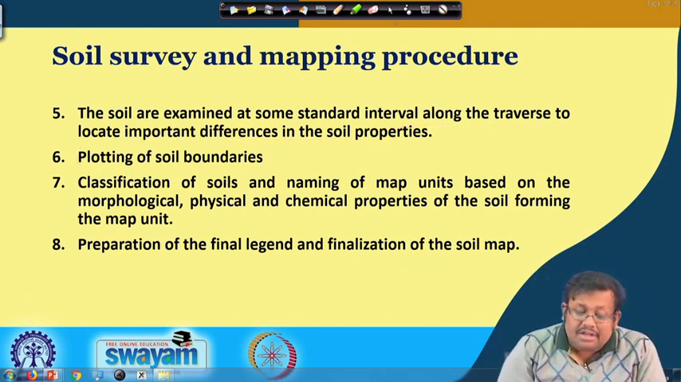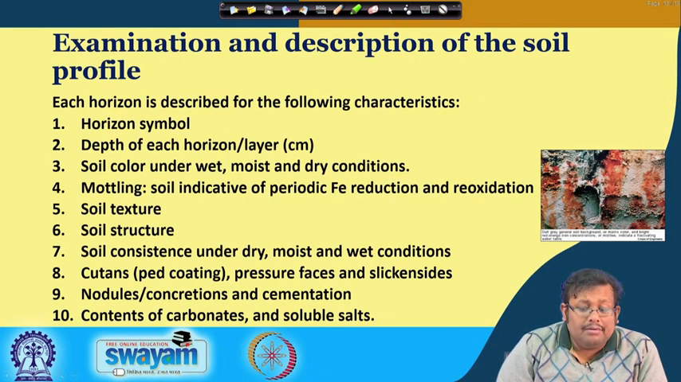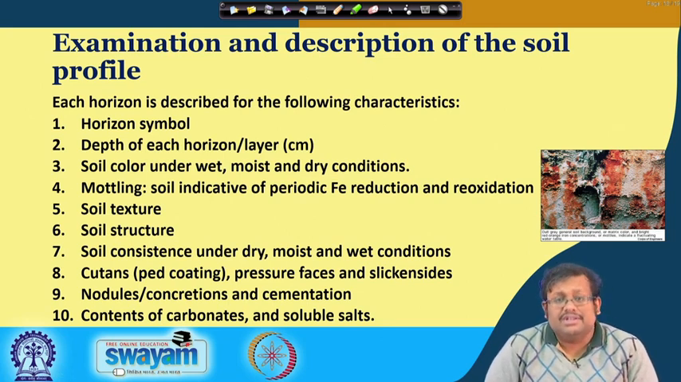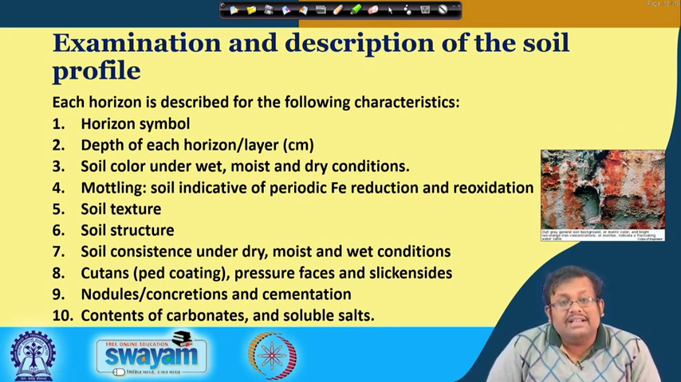And so, guys, what are the different features we generally examine while describing the soil profile? Obviously, for each horizon, when we go and collect the soil sample for ground truthing, what are the parameters we consider for classification of the soil and delineating the soil map units? These are the features we generally consider as a soil scientist.